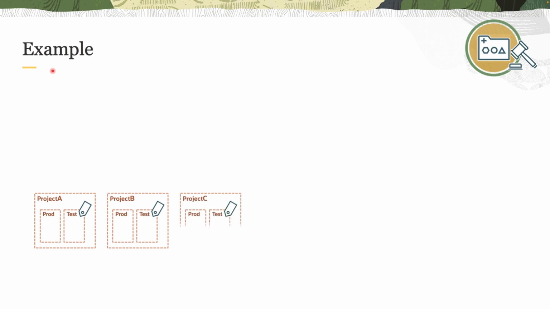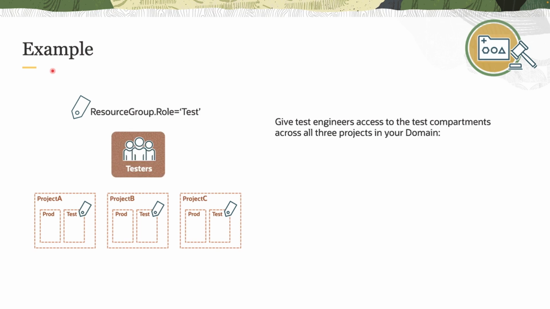Now let us look at a second example where we have applied tags to the compartment. Consider again we have three compartments A, B and C, where each compartment contains two child compartments, test and prod, and we have applied the resource-group.role = test tag to the test compartment in each project. Now suppose you want to give test engineers access to the test compartment across all three projects.